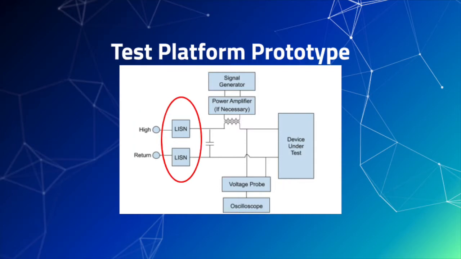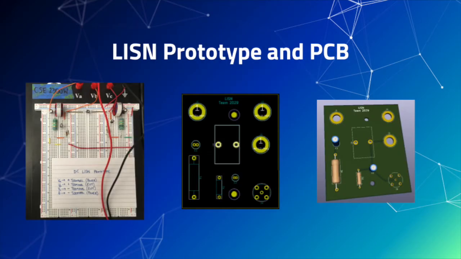The Line Impedance Stabilization Network, or LISN, protects the power supply from the induced disturbances and allows for the measurement of noise. We implemented the LISN first as a breadboard prototype, then as a PCB design.